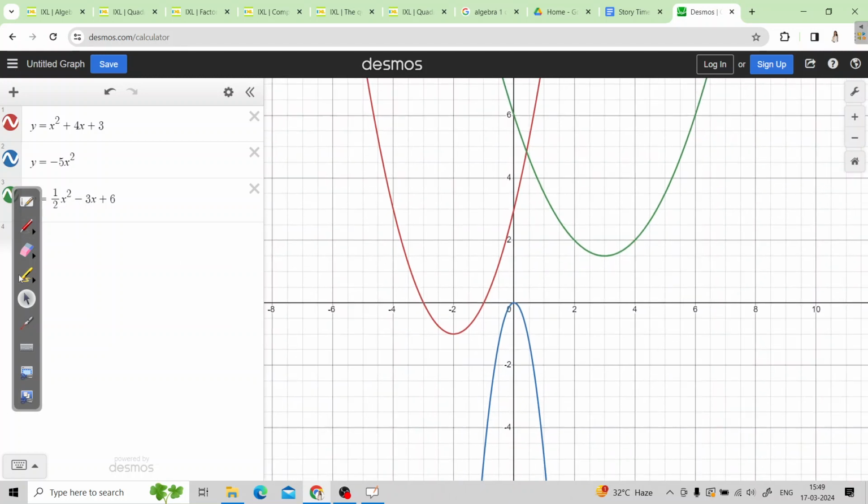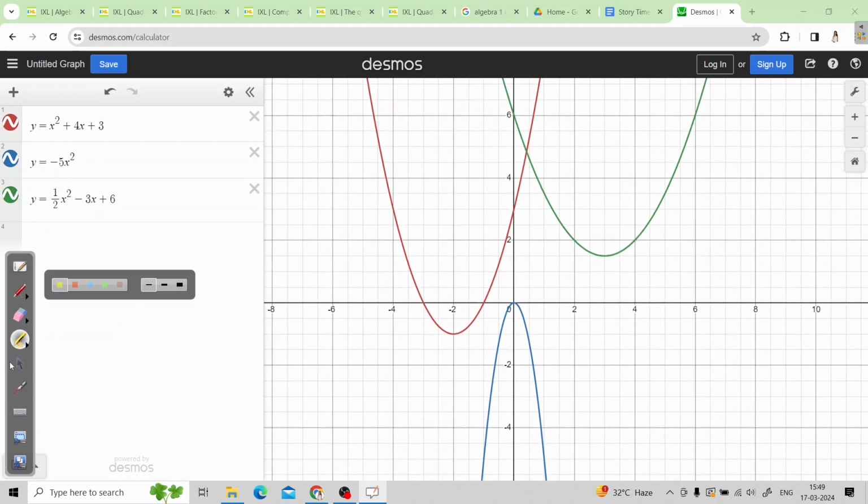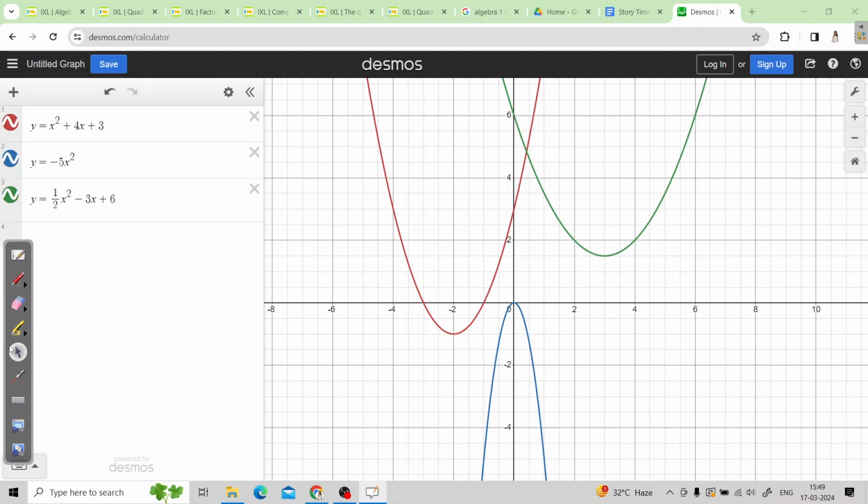So you can see that these three quadratic equations are the examples of the three cases that I told you. The red one is the case where you have two solutions. The blue one is the case of one real solution, and the green one is the case of no real solution.